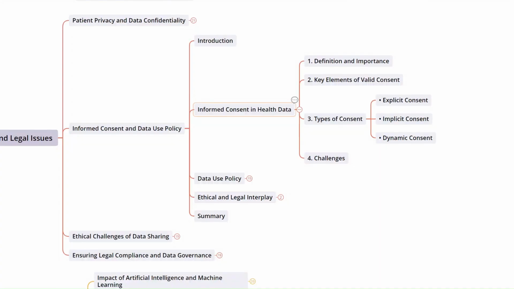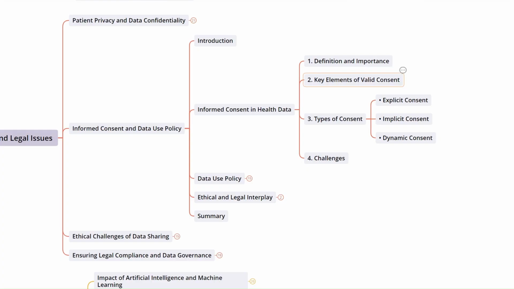Next, informed consent in health data, definition and importance. It is a process by which patients are informed about how their health data will be collected, used, stored, and shared. It ensures that patients voluntarily agree to these uses, respecting their autonomy.